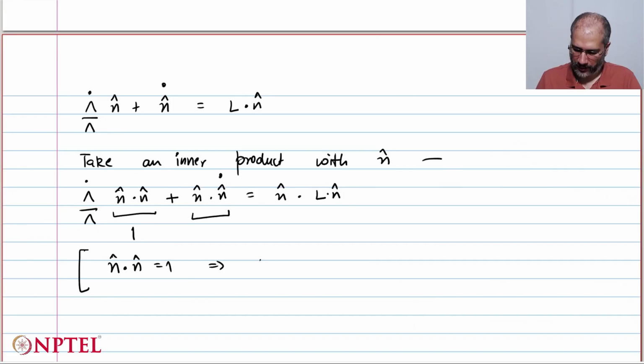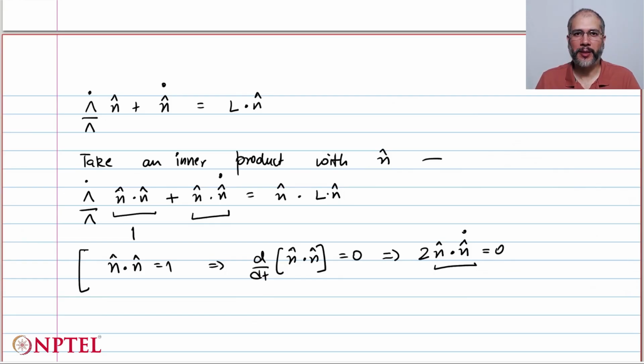So this implies if I take a d by dt of both sides, then that's going to be a 0, which basically means that if I take the derivative using chain rule on the left hand side, I get twice n hat dotted with an n hat dot, that's a 0. So that basically means that n hat dotted with an n hat dot is a 0. And this is exactly what I said here, that this quantity is a 0.